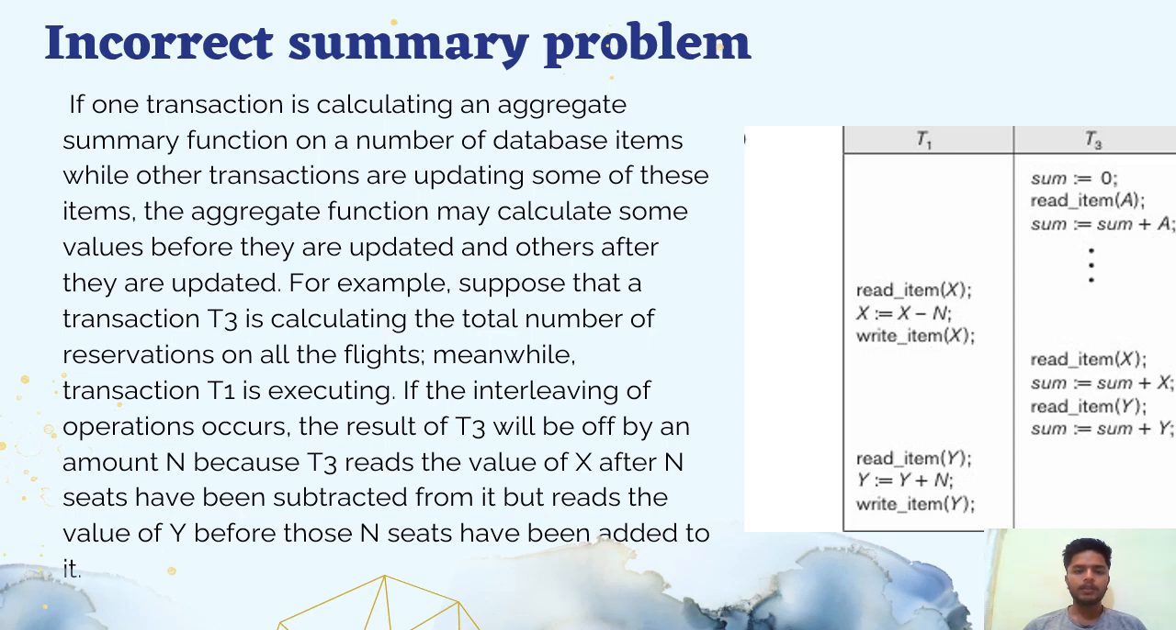For example, suppose a transaction T3 is calculating the total number of reservations on flights, meanwhile T1 is executing. If the interleaving of operations occurs, the result of T3 will be off by an amount of N, because T3 reads the value of X after N seats have been subtracted from it, but reads the value of Y before those N seats have been added to it.